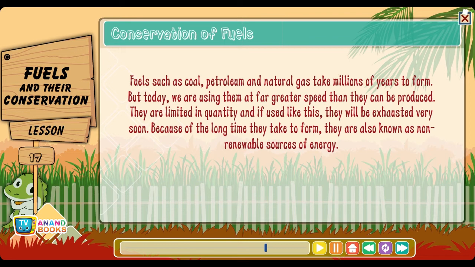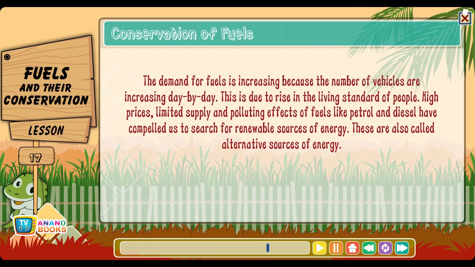The demand for fuels is increasing because the number of vehicles are increasing day by day. This is due to the rise in the living standard of people. High prices, limited supply, and polluting effects of fuels like petrol and diesel have compelled us to search for renewable sources of energy. These are also called alternative sources of energy.